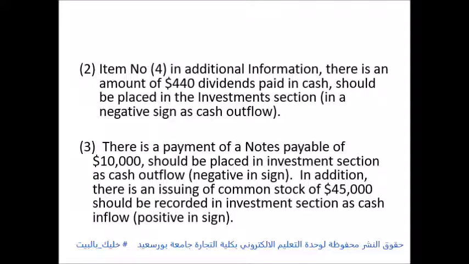In additional information or in the balance sheet, liabilities and equity section, there is an increase of common stock of 45,000. What is the journal entry? Debit cash, credit common stock. This means it is a positive cash inflow, positive in sign, 45,000. Addition of common stock should be placed in the financing section.